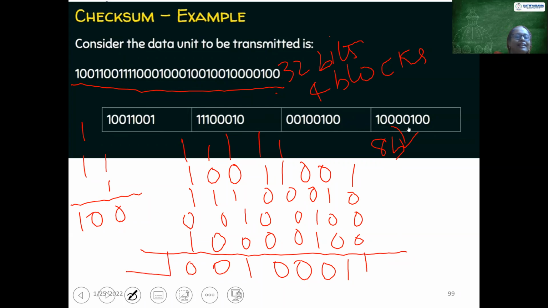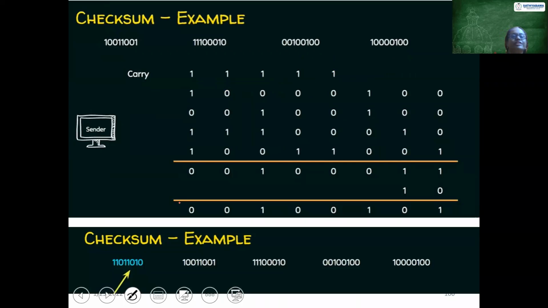Now what is my carry? This is my 1, 0. This is my carry. Ma'am, what to do with the carry, ma'am? Yeah, this is my carry. But you all know what the procedure is. If the carry is there, again I have to add it with this sum.